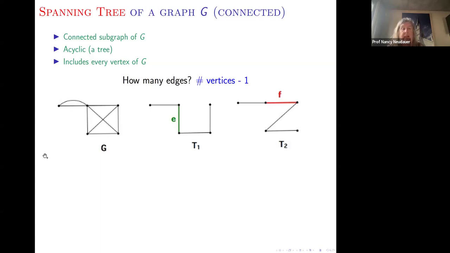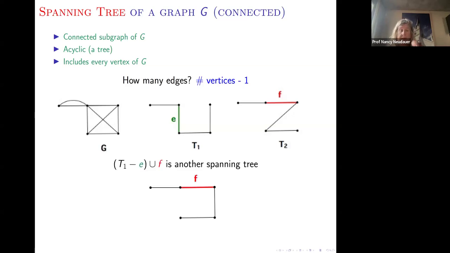So here I have on the left G, a graph with 5 vertices. So each spanning tree must have 4 edges. And I give 2 spanning trees here, T1 and T2. Now, the property of spanning trees that I want to think about is that I can remove this edge E from spanning tree 1. If I do this, I can always go to T2, find an edge to throw in there, and make another spanning tree. So in this case, the edge is F. Sometimes the edge might be E again. I have to throw E back in.